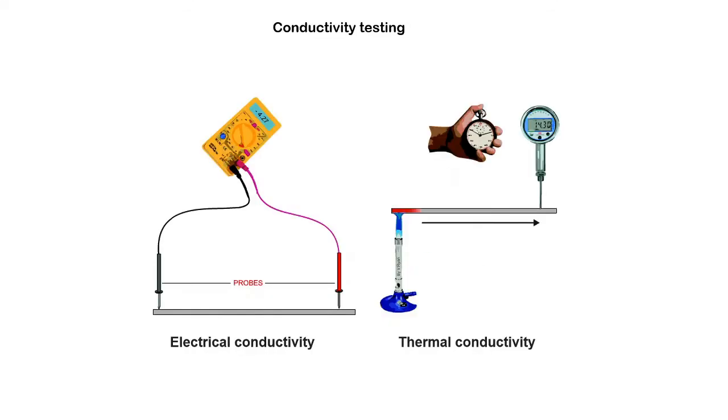Next, you've got conductivity testing. So we'll take electrical first. You'll just have your multimeter, have probes on both sides, send an electrical current through it, and see how much of a current appears in it. Then the other one, you've got thermal conductivity. So you have your piece of material, apply heat to one side, have a thermometer on the other side, and time how long it takes for heat to actually travel all the way up to the other side of the material.